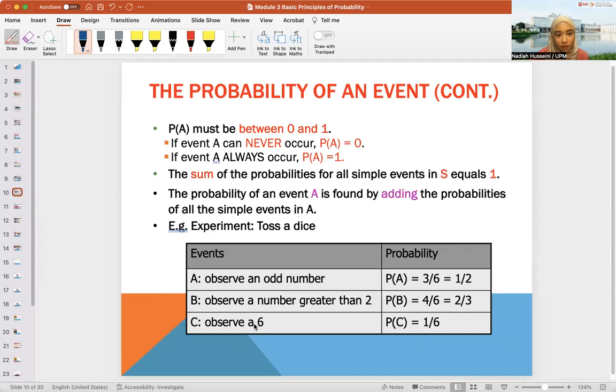Okay, so probability must be between 0 and 1. Why? Does anyone know why? Why does it have to be between 0 and 1? Why can't probability be 2? Anyone want to guess? It's okay if you're wrong.